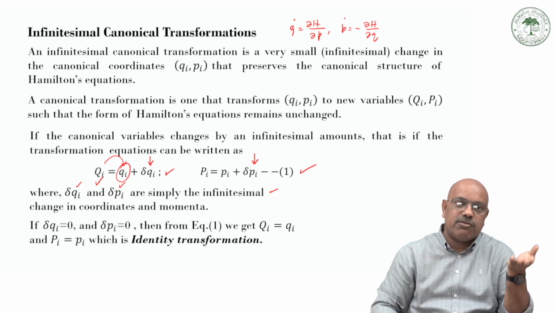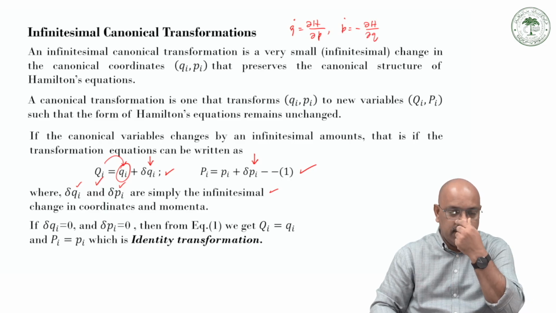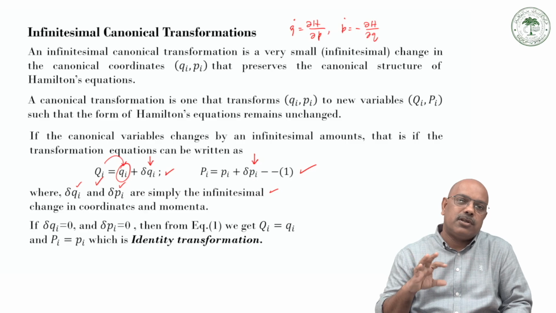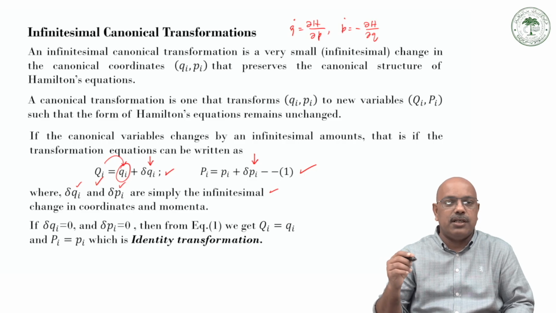in canonical transformation, you remember, we have 4 types of generating function: F1, F2, F3, and F4. So whenever we talk about a canonical transformation, we need a generating function. So there must be some generating function related to the infinitesimal canonical transformation.